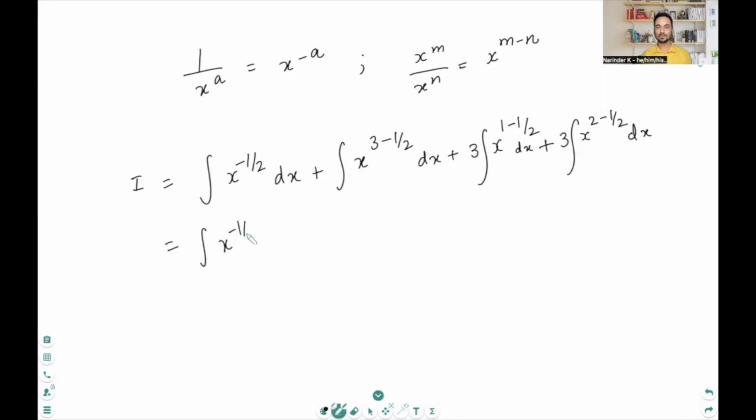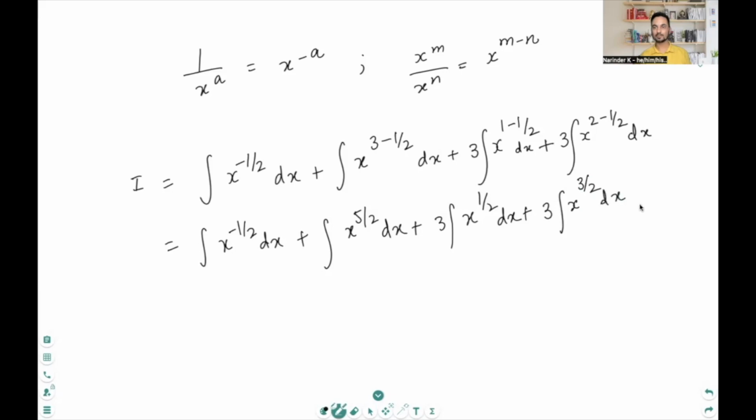First term can be written as it is. Solving the second term, we will get x to the power 5 over 2 dx. The third term can be written as x to the power 1 over 2 dx. And the last term can be written as x to the power 3 over 2 dx.